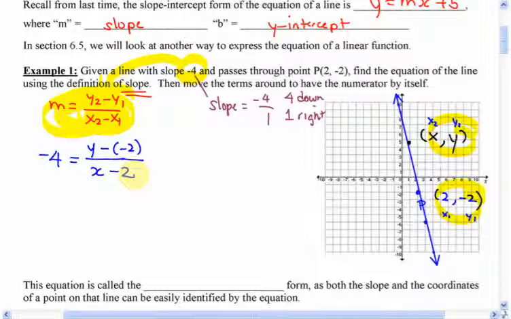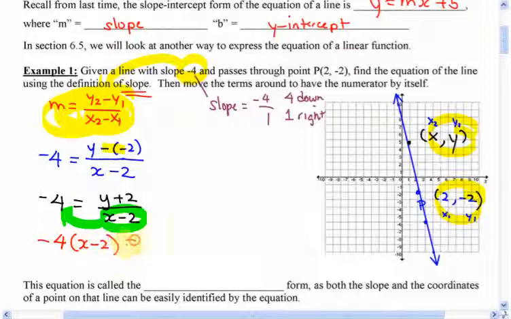We're going to clean this up a little bit because I don't like having the two negatives here. So the two negatives on the top become a positive. Thank you. So y plus 2 over x minus 2. And I hate fractions. I think you do too. So what I'm going to do now is take this denominator and move it up into the numerator over here on the left side. The opposite of division is multiplication. So I'm going to write this as negative 4 bracket x take away 2 equals to y plus 2.